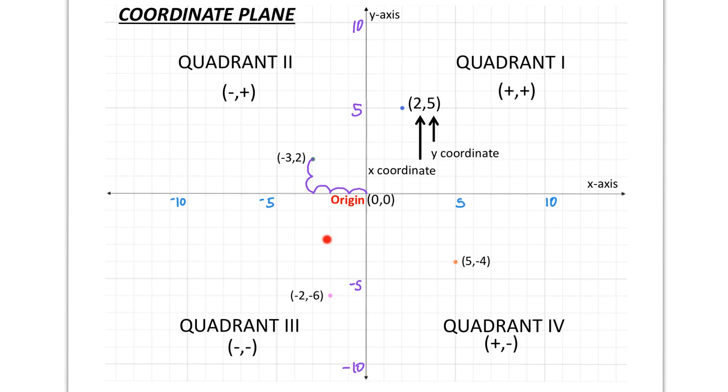Negative 1, negative 2, negative 3, negative 4, negative 5, negative 6. So that's why we have a negative 2, negative 6. And this one, well, from the origin, you go 5 to the right, so that's positive, and then you have to go down. So when you go down on the y coordinate, or the y-axis, it's negative, so you go down 4. Negative 1, negative 2, negative 3, negative 4. So that's what a coordinate point is.